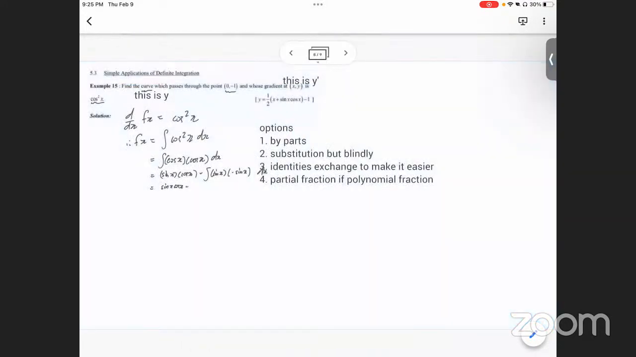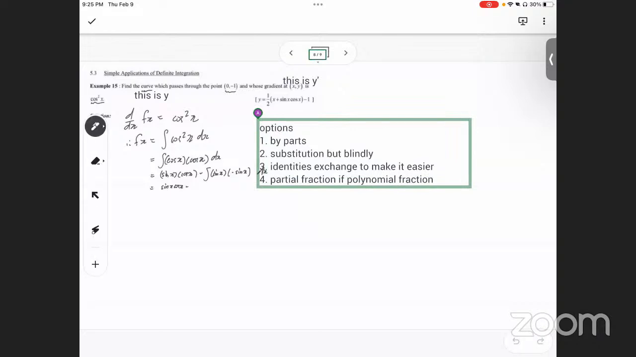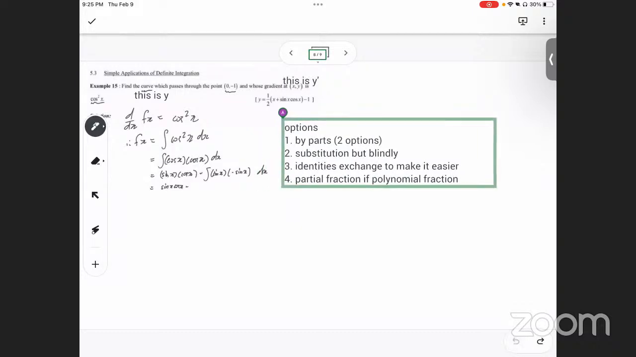And you go through your options. First option is by parts. You can try another by parts. Not going to change much, right? Both are cosine x. Correct? So you run out of options for by parts. You go through the other options. The two options are, you just don't like it already, right? Okay, I don't like it.